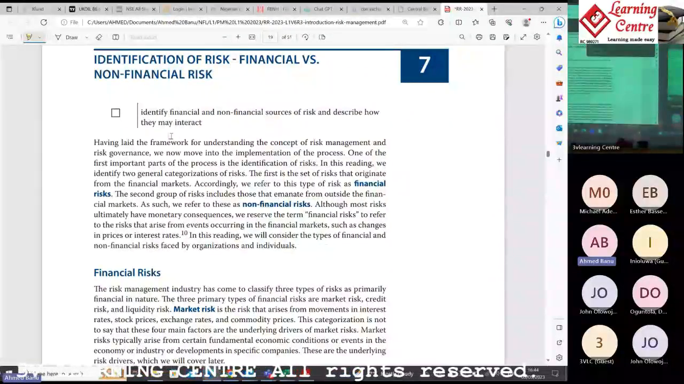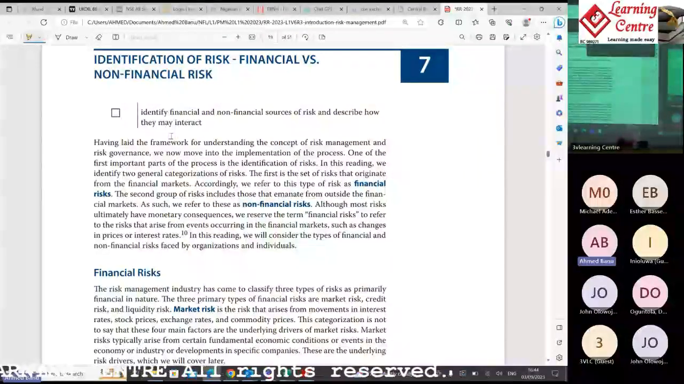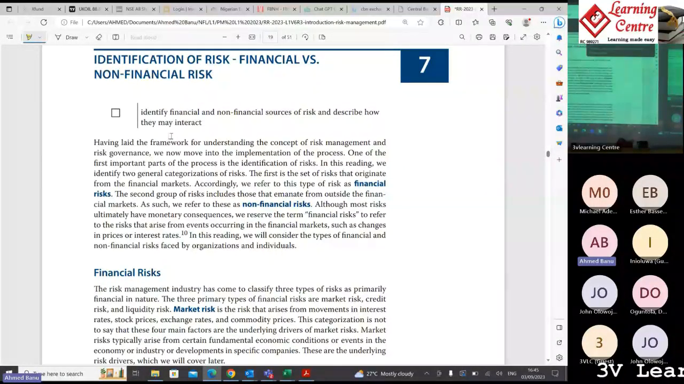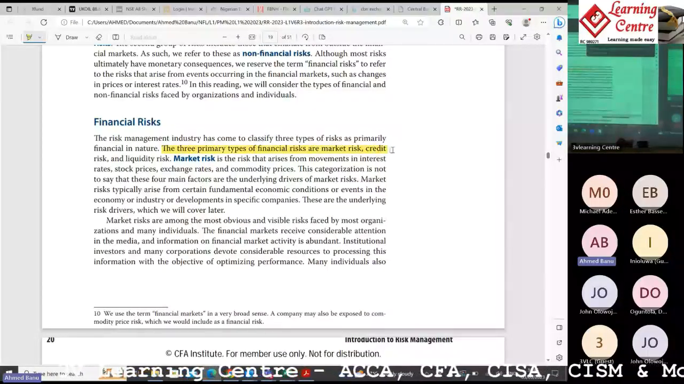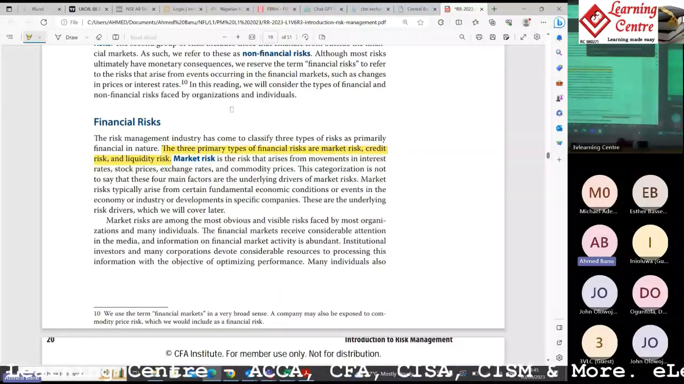While non-financial risk is a risk that originates from outside the financial market. So basically, if you are in the financial market, there are factors within that market that create risk, while there are factors outside that market that also create risk to you. So let's start with financial risks. There are three primary types of financial risk: market risk, credit risk, and liquidity risk.